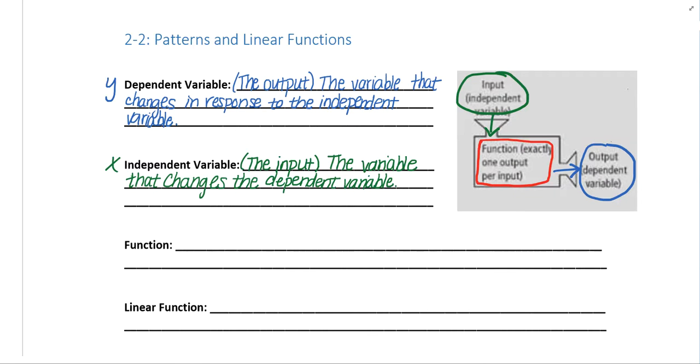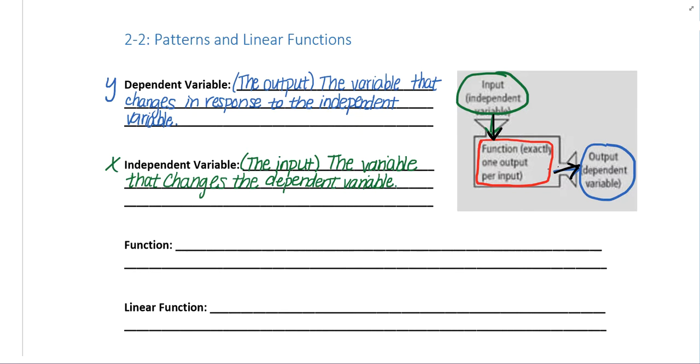So you can see over here we've got this function machine, which you may have seen before. So the input goes in, the function changes it, and then we get an output. Okay, so the independent variable is that input, and that variable is the one that changes the dependent variable. Okay, so go ahead and pause it if you need to copy it down, and then resume when you're ready.